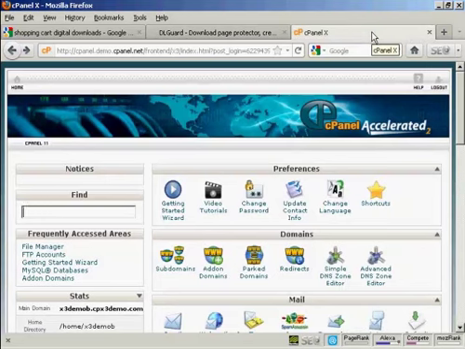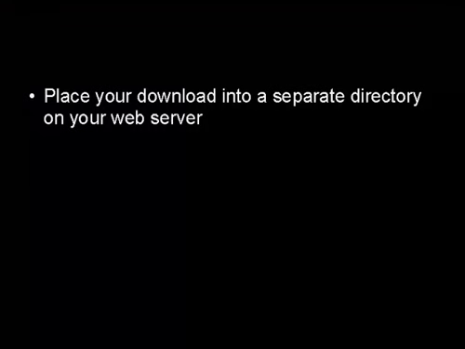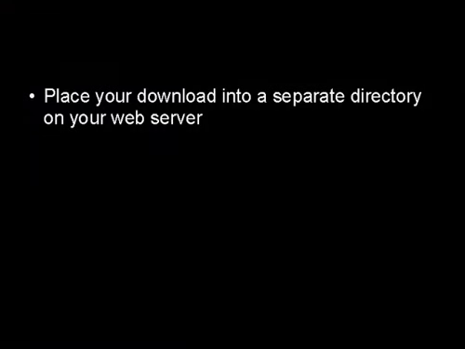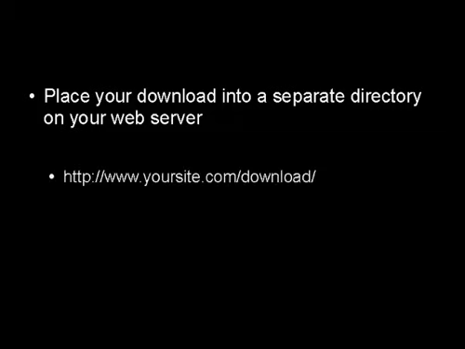And the final way of doing this, and one that's probably the simplest and certainly the cheapest way, is to password protect your download directory in cPanel. What you have to do is place your digital product into a separate directory on your web server. Now you want to be imaginative when you decide what you're going to call this directory. You want it to be something that people are not going to have an easy time finding. So for example, you wouldn't want to call it download.